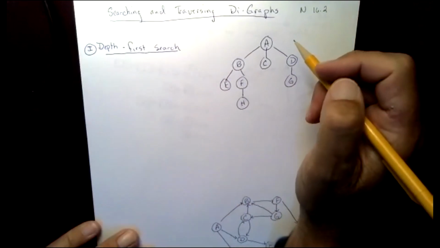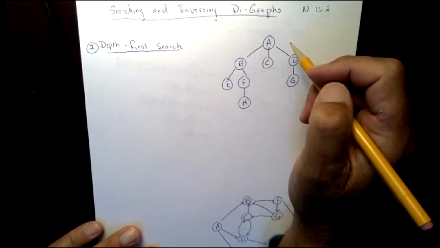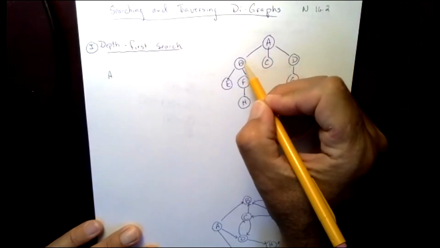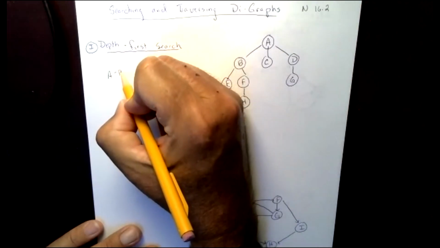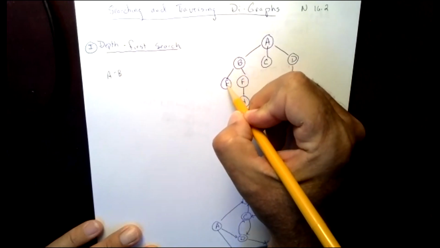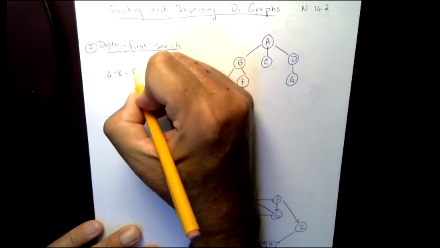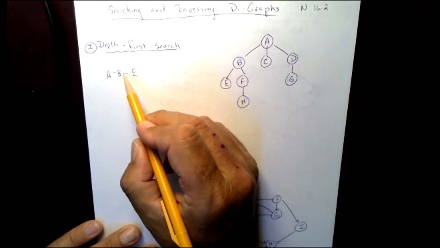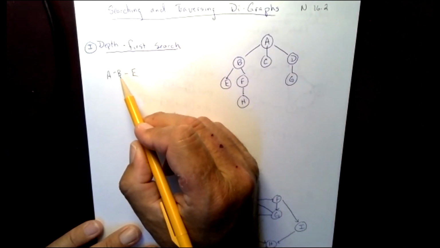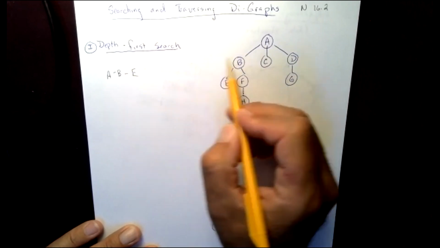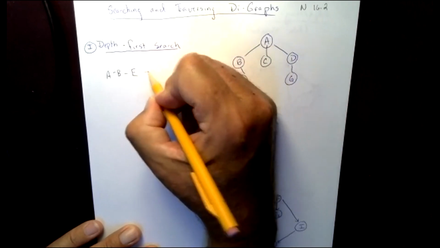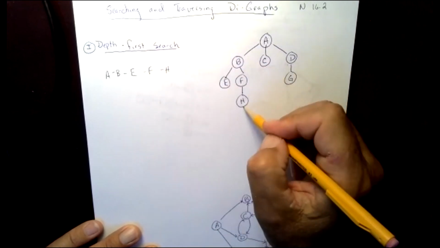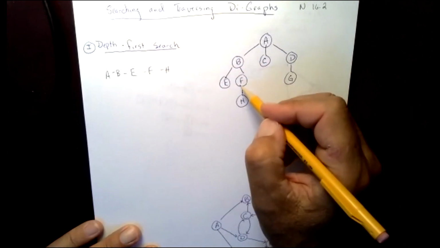So if I took a look at this and I'm doing a depth first search, I'm going to go to A, which is now going to go to B, which is now going to go to E, and I'm done. So now I go back to where I was a moment ago, the B. Can I go down any farther? Yes, I can go down to F. I can go down to H. Once I hit H, I start working my way back.